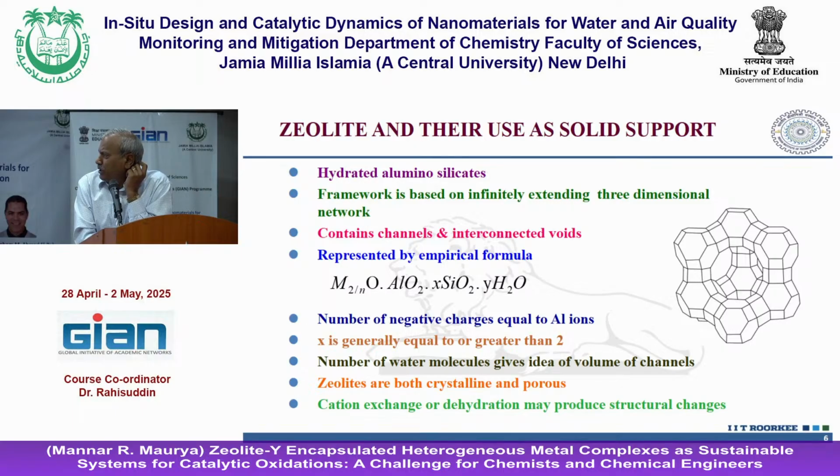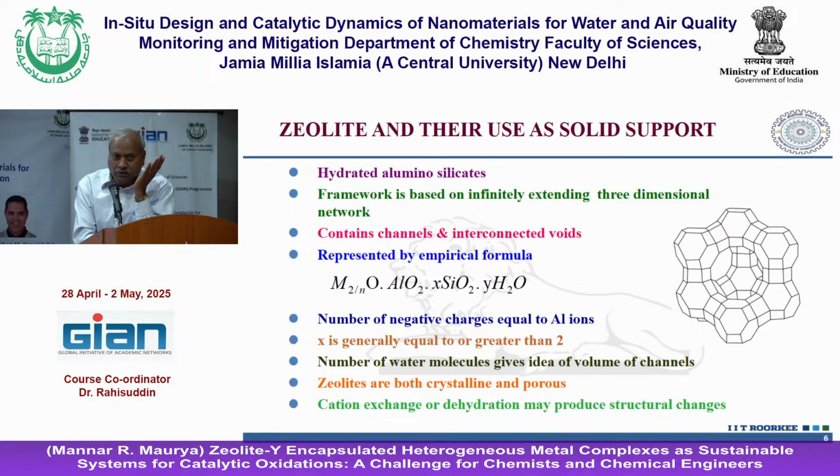The formula is more important. M2/n O·Al2O3·xSiO2·yH2O. Here y may be more than 100 because it depends on the size of the cavity. The negative charge, wherever it comes from, is mostly balanced by the aluminum, and whatever remains is balanced by either hydrogen or metal ions. That is the beauty here. x is generally equal to or greater than 2. The number of water molecules, as mentioned, gives the volume of the channel. Zeolites are both crystalline and porous.